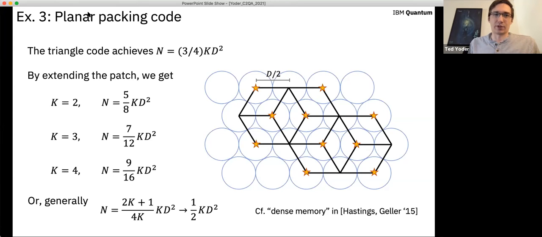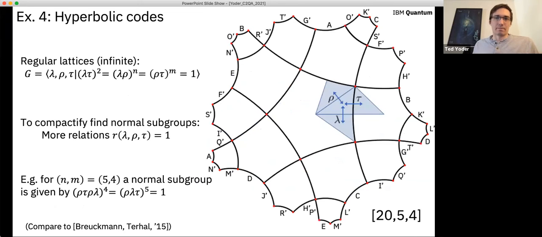So I call this the planar packing code because you're packing these twist defects as close as you can in the plane, sort of signified by this circle packing that's going on in the background of this picture. And then finally, we use our construction to create new hyperbolic codes.